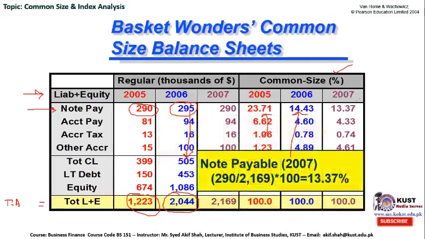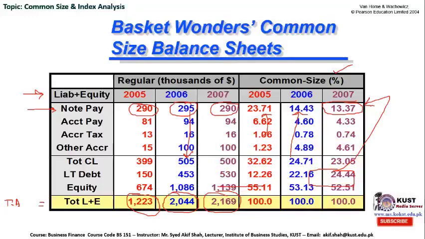Now let's discuss how we have arrived at the 2007 common size analysis for notes payable. Once again, we are going to divide 290 by its relevant total assets, which is 2169 in this case, and in the yellow box we can see the simple mathematical calculation. The percentage notes payable are occupying in 2007 is 13.37%.